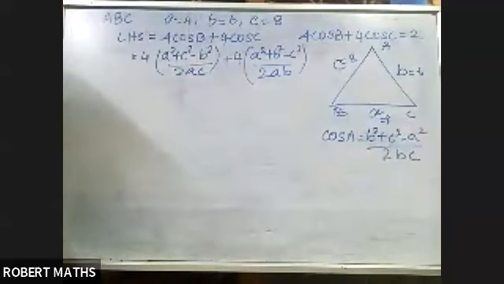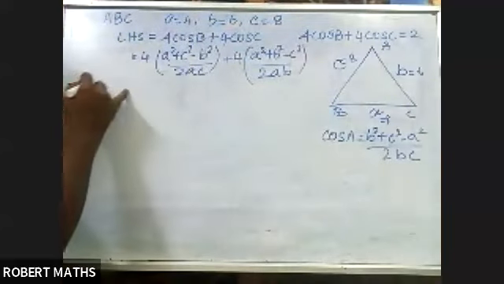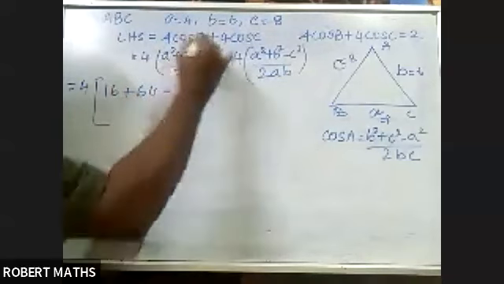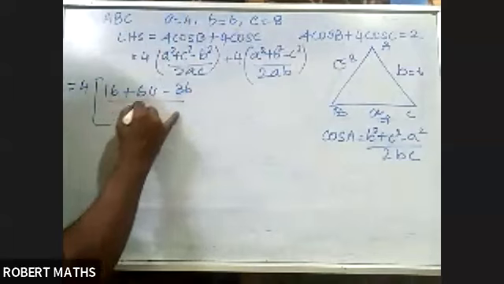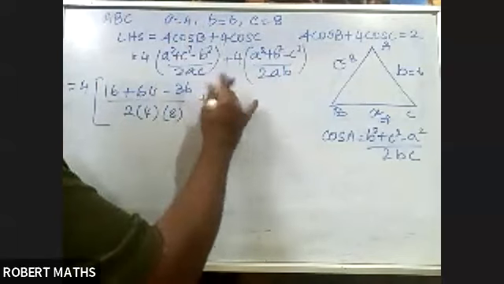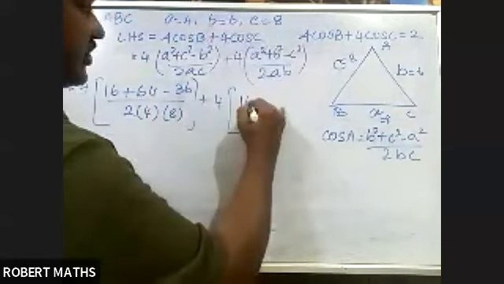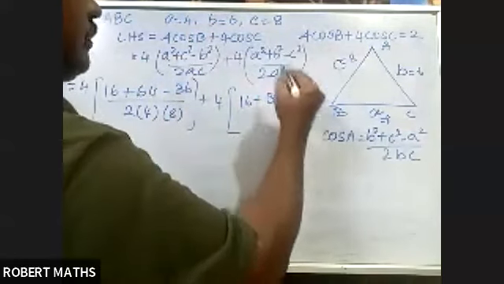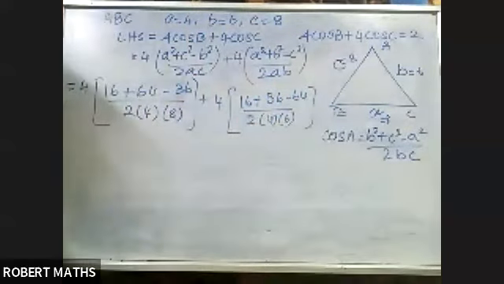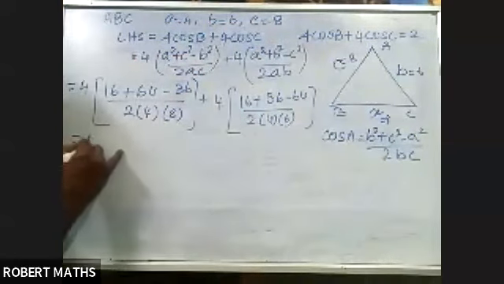Now see, all the sides are given. a is equal to 4, b equal to 6. Substitute here. We'll get 4 into a square, that is 16, plus c square, 8 square, 64, minus b square, 36, divided by 2 into a, that is 4, into c, which is 8, plus the next one, 4 multiplied by a square, that is 16, plus b square, which is 36, minus 64, divided by 2 into 4 into 6. You are substituting all the values because all the three sides are given. Now you simplify it, then you will get the answer.